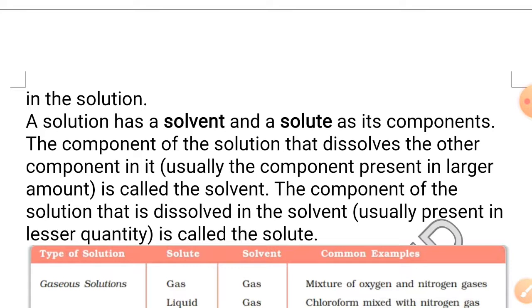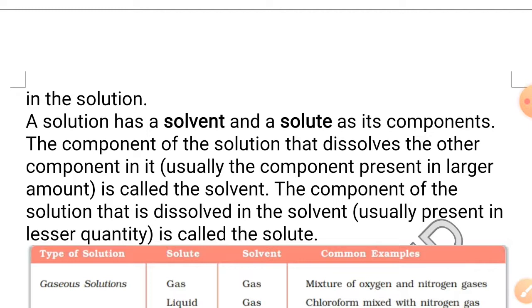Okay? For now, think of a sugar syrup. You want to make gulab jamun or something like that, and you take a lot of sugar and you put a small amount of water in it and your sugar syrup gets prepared. Here students, you have to keep one thing in mind.